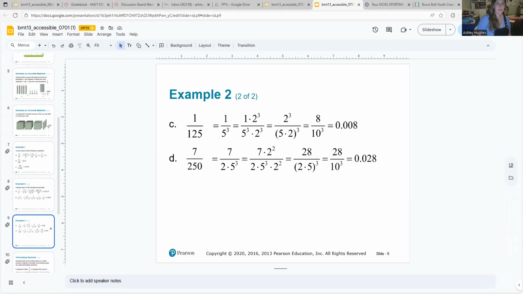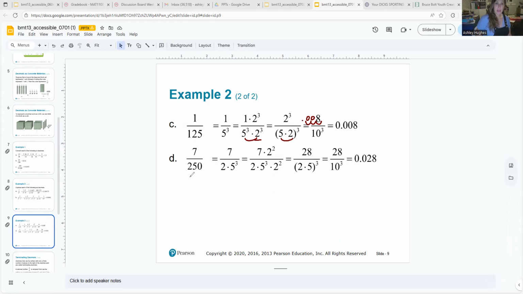Similarly, 5 cubed is 125. So then we'll multiply by 2 cubed on top and bottom. So I can group these and say that's 10 cubed, and there's 8 on top. We move over 3. 1, 2, 3. So that's why it's 0.008 or 8 thousandths.